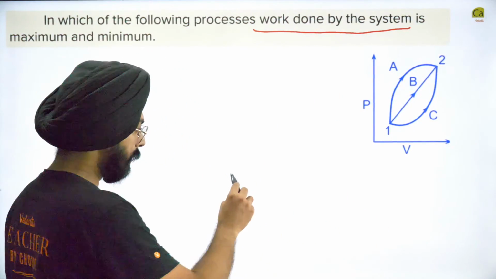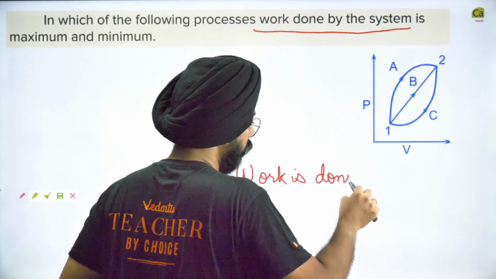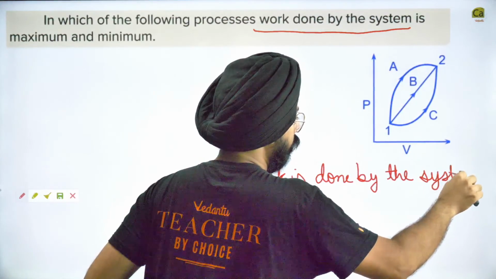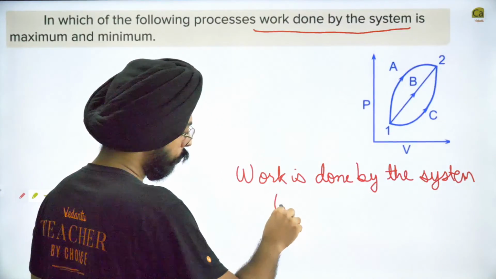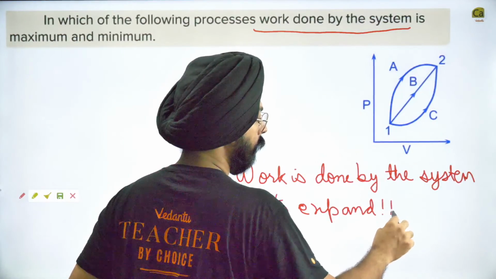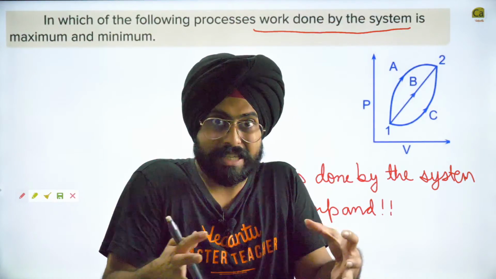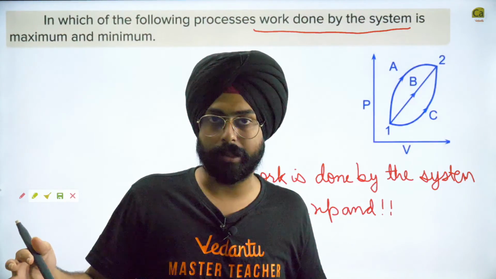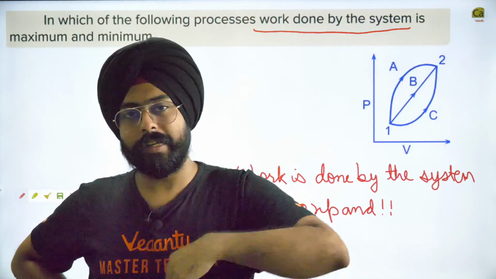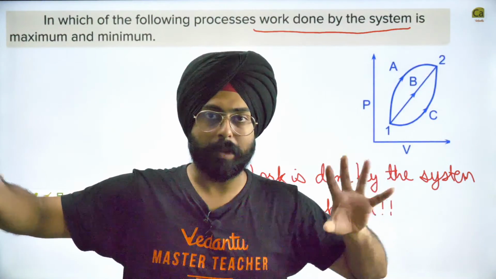I'll remind you once again that work is done by the system. Work is done by the system to expand. Do you remember this? Expansion means negative work done. It means that I am not doing work, the system is doing work, the system is losing energy. So over here you think about the magnitude of work. You think expansion, more expansion implies more work done. Something like that. ठीक है?